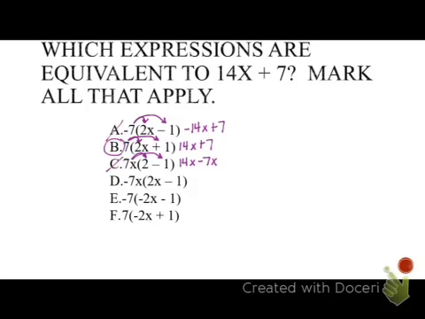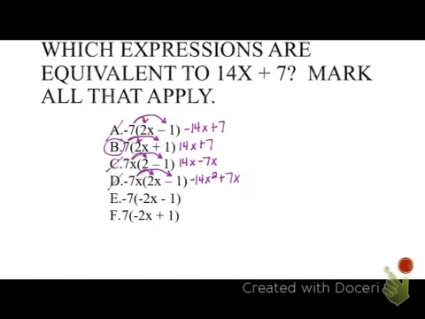In D, we're distributing negative 7x to 2x. That gives us negative 14x squared. We should know at this point that this does not match, but if we continue the distribution, negative 7x times negative 1 is positive 7x.